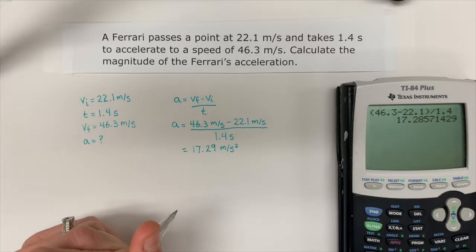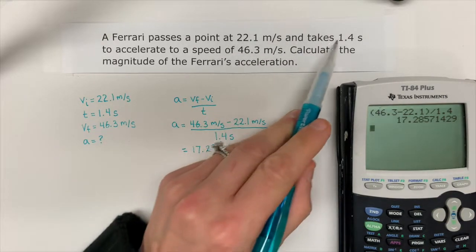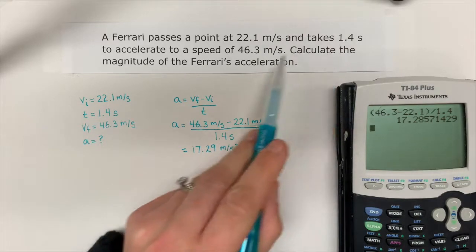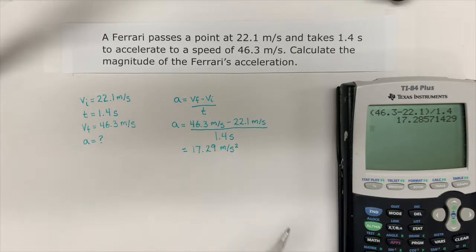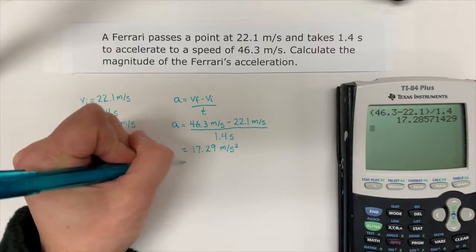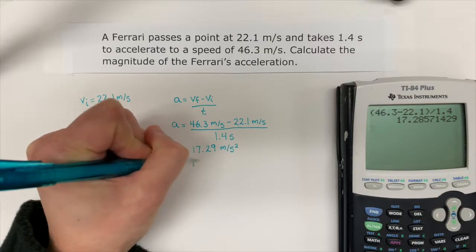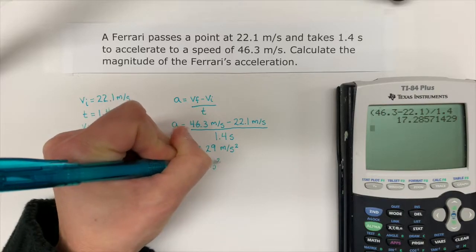Now I need to look back at my question, and I notice that one of my values has 3 significant digits, one has 2, another one has 3. Because there's multiplication and division in my question, I'm using the rules for multiplication and division, which means using the least number of significant digits. In this case, 2 is my least number of significant digits. Therefore, I'm going to round my answer to 17 meters per second squared.